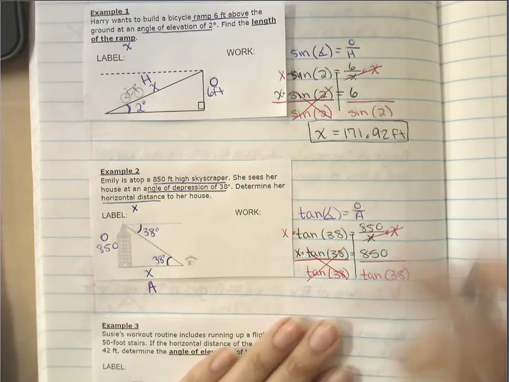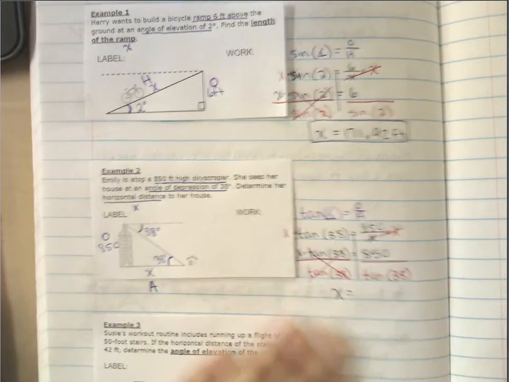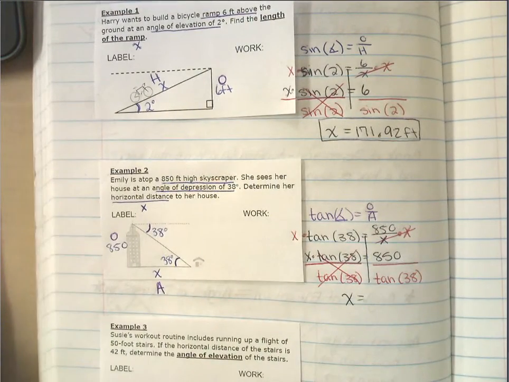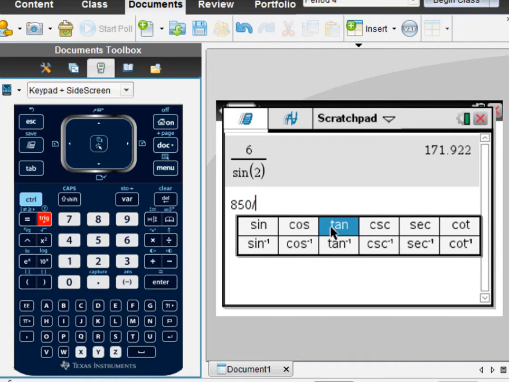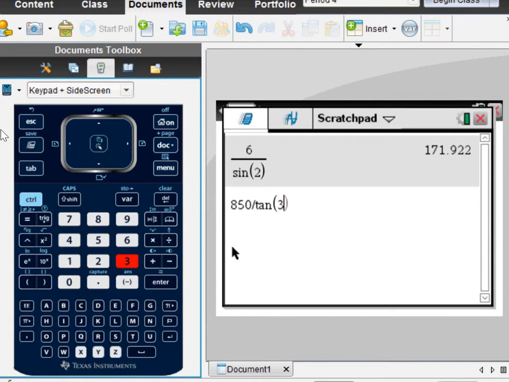So now this is gonna give me my answer. I'm gonna divide 850 by tangent of 38. So my answer is 1087.95. So that is the distance from the building to her house.